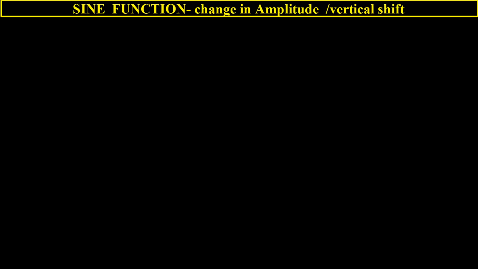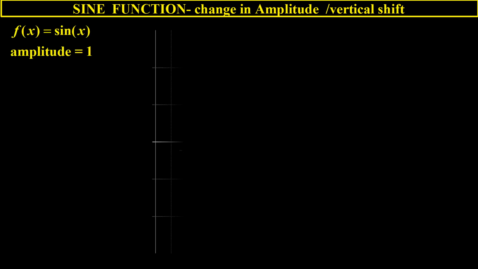In the previous slide, we just looked at the basic functions, sine, cosine, and tangent. What we're going to do next is look at the various changes, the various transformations that can occur. We start off with the change in amplitude and vertical shift. So let's start with the sine function.